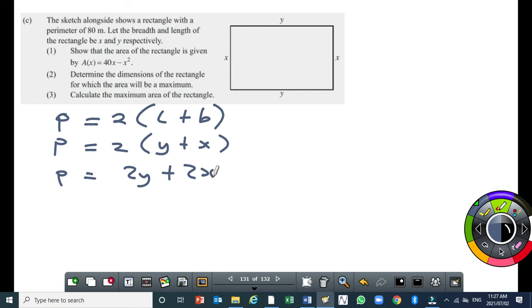Okay, look here. The formula for our area, does it have y here? It doesn't have y, which means in the original formula, area is equal to xy, I need to replace that y by an expression in terms of x. So that's what I'm going to do first here. The next thing is I'll substitute this P here by 80. So you get 80 equal to 2y plus 2x. Are you following?